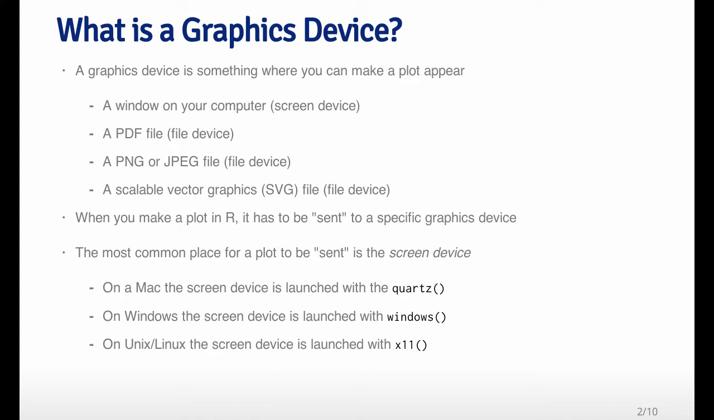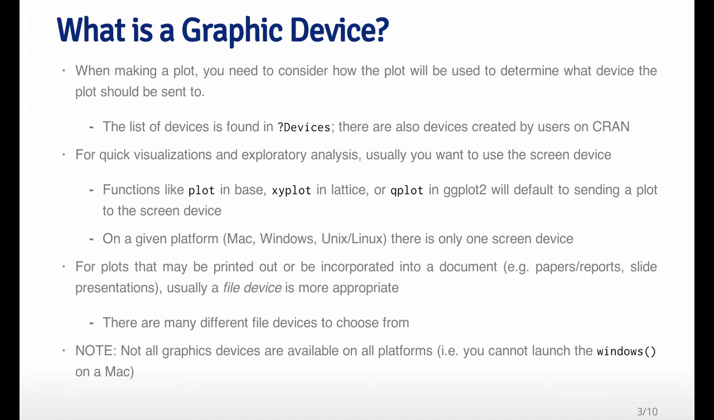The most common place for a plot to be sent is the screen device. The screen device on the Mac is called Quartz. On Windows, it's called Windows. And on Unix Linux systems, it's called X11. So when you make a plot, you first have to think about where this plot is going to show up. There's a full list of the devices that are available to you under the devices help page, where you can call up question mark devices.